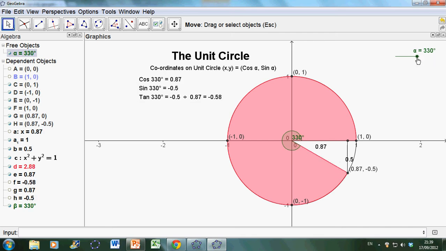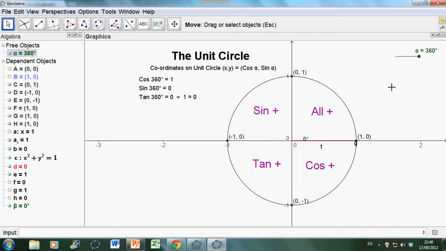And we move all the way around, and just to summarize that at the very end, all of sine, cosine and tan are positive in the first quadrant between 0 and 90. From 90 to 180, the second quadrant, only sine is positive. In the third quadrant, from 180 to 270 degrees, only tan is positive, and from 270 to 360, only cosine is positive for angles in those quadrants.